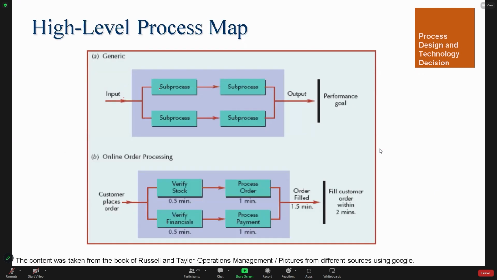From the generic, okay, these are the sub-processes, and this is the process. So, sa loob ng process, meron niyang sub-processes. Example, online ordering. The customer places an order, you verify the stock, process the order, and then verify the financials. Okay, kung may laman pa yung account niya, then process the payment. And then order filled just for 1.5 minutes.